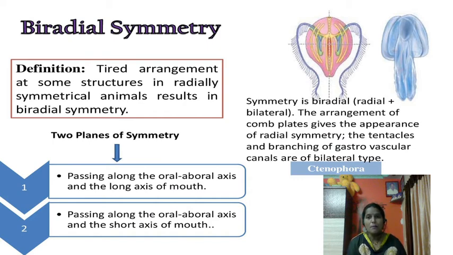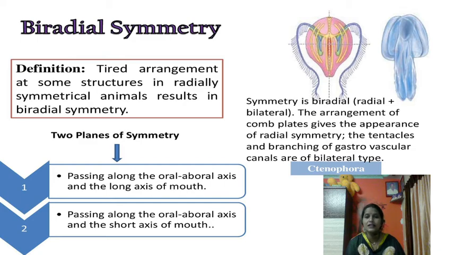Now we'll learn about biradial symmetry. A tiered arrangement of some structures in radially symmetrical animals results in biradial symmetry. Biradial symmetry is a combination of radial and bilateral symmetry. It shows two planes of symmetry. The first one passes along the oral-aboral axis and the long axis of the mouth. The second one passes along the oral-aboral axis and the short axis of the mouth. The example is animals from Ctenophora.